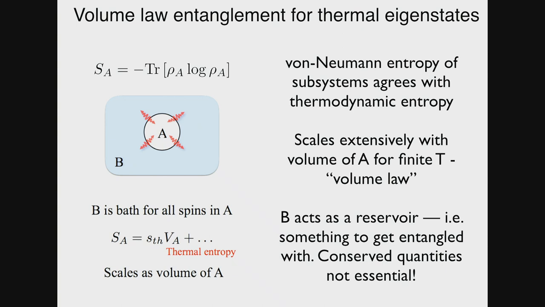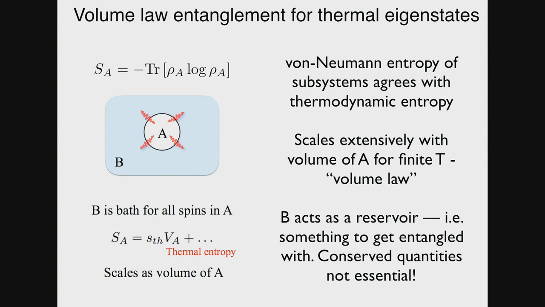So what this means is that B, the rest of the system, acts as a reservoir, and the essential function of a reservoir is to serve as something that your subsystem can get entangled with. So you reach thermal equilibrium by getting entangled with your reservoir. And now this view works even if you don't have any conserved quantities, right?